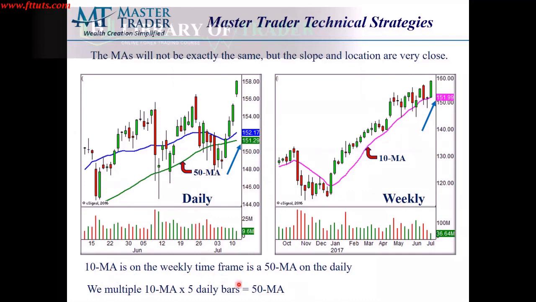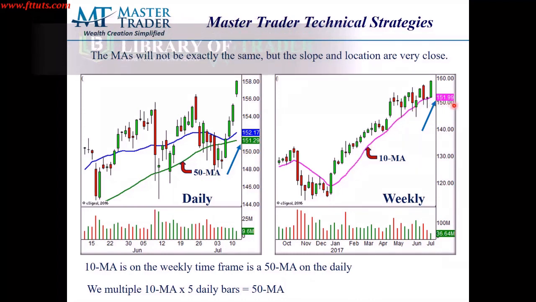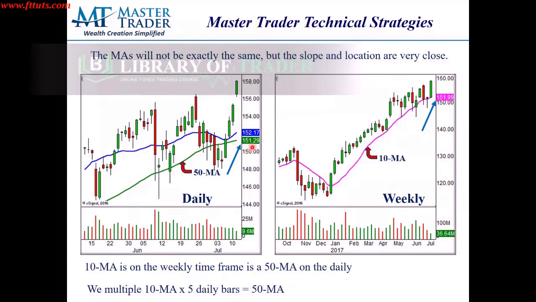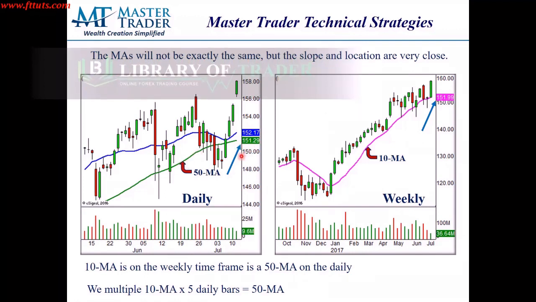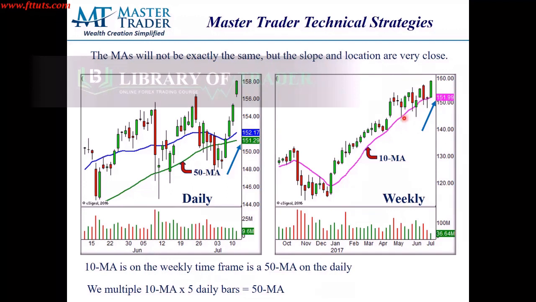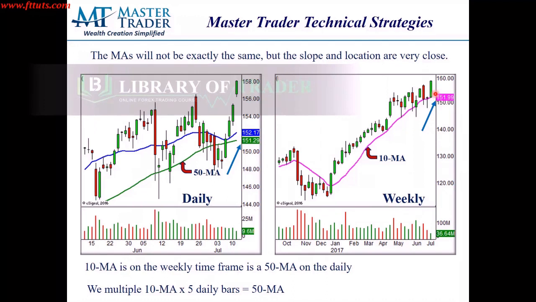The 10 MA on that weekly time frame is the same as the 50 MA on the daily. So here's the 10 MA on the weekly, and you can see the number here, 151.99. Now, it's not going to be perfectly exact, but it's close enough, and that's all we need. So here's your 50 MA, 151.29. So not only do I know where the 10 MA is on the weekly time frame, which is going to track very closely the prices and the trend.